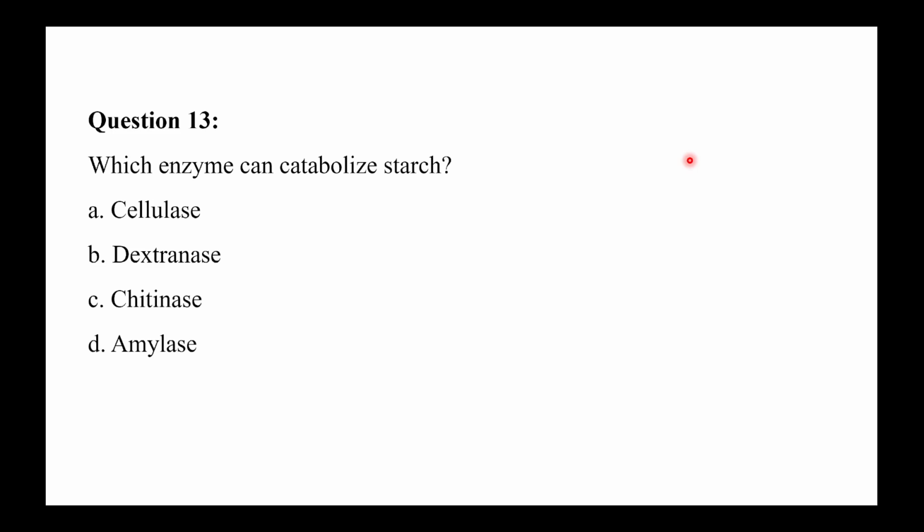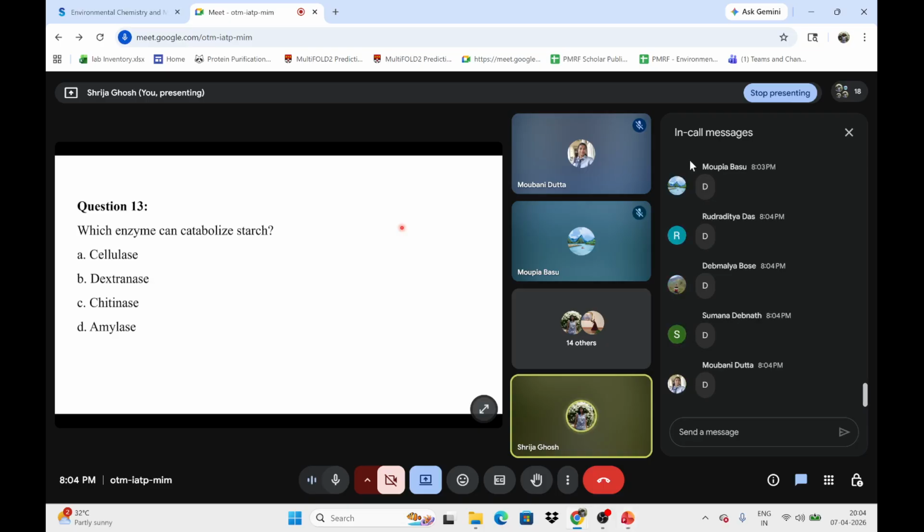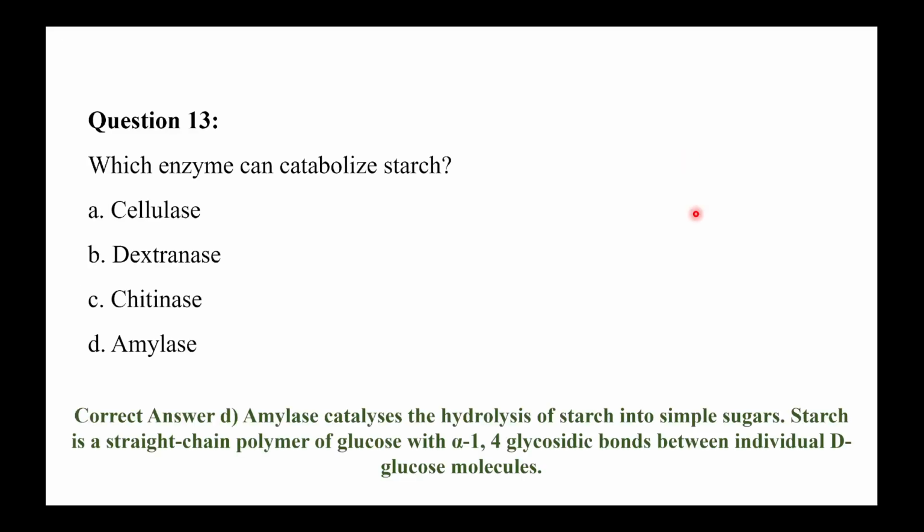Okay, I can see option D in the chat box. All of you have answered option D, amylase. That is the correct answer. So amylase catalyzes the hydrolysis of starch.